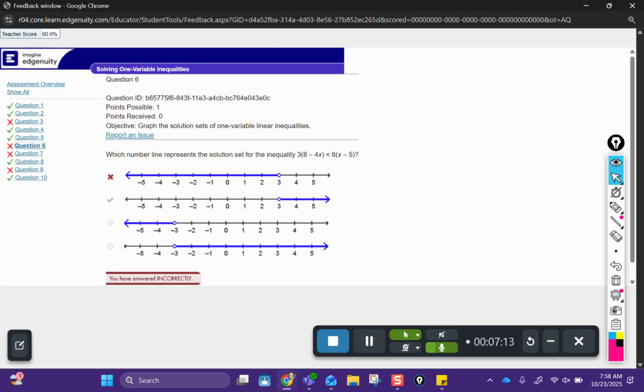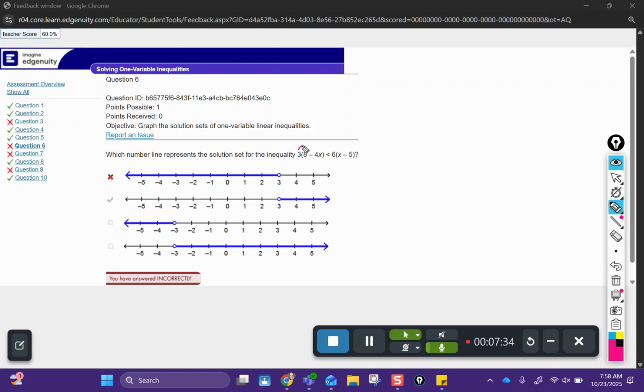Okay, here's a number line one. This says which number line represents the solution set for the inequality. So we have to solve this first. You can't just guess at this, or there's nothing really to plug in. I guess you could plug in 3 or negative 3 to kind of narrow it down to the top 2 or the bottom 2. But let's go ahead.